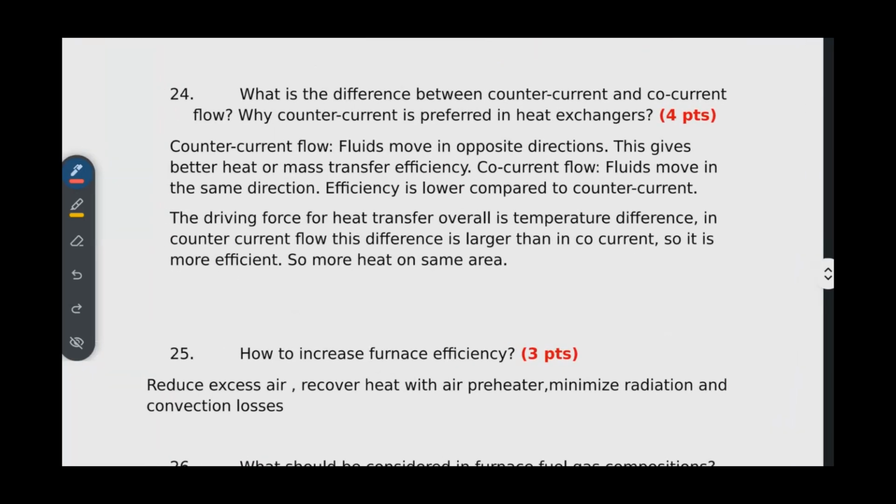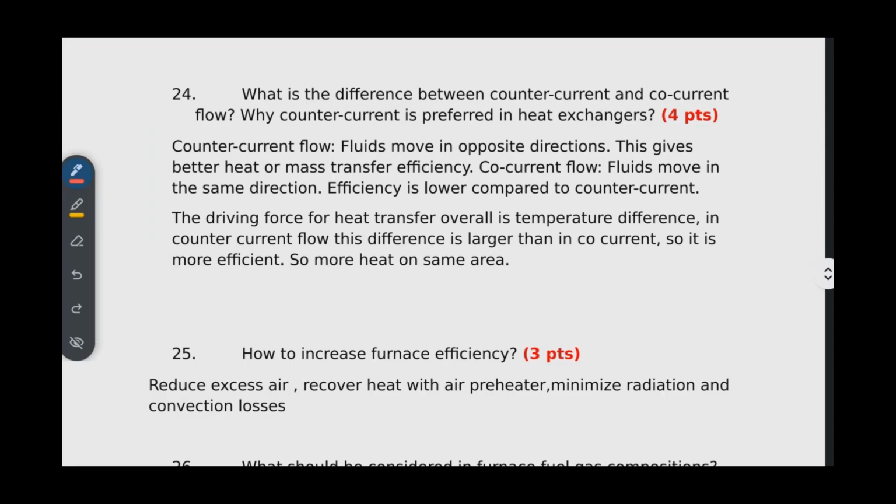So what is the difference between countercurrent and co-current flow, and why is it preferred? Countercurrent flow moves in opposite directions, which is right. It gives better heat or mass transfer efficiency. Co-current flow moves in the same direction and efficiency is lower compared to countercurrent. And what's the driving force? In general, the driving force for heat transfer overall is temperature difference. Yes, delta T that I mentioned before in the previous equation. In countercurrent flow, this difference is larger than in co-current, so it's more efficient. More heat on the same area.